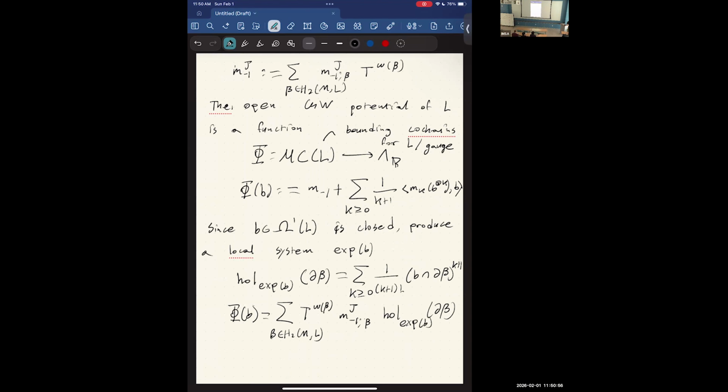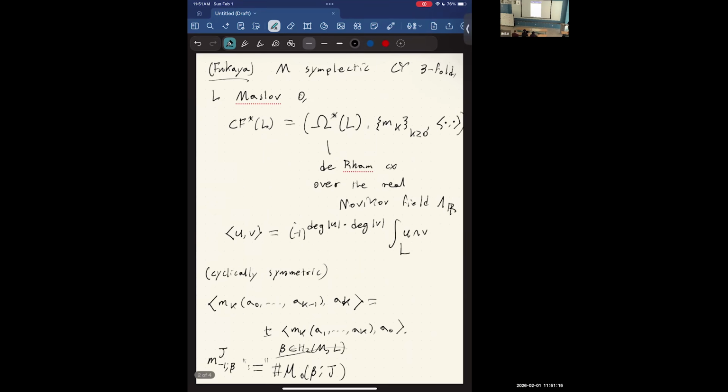Do you mean singular chains on the based loop space? I mean singular chains on L. You really need singular chains. No, I've been using the de Rham complex so far. Right. Representations of this algebra are the same as representations of the quantized algebra, the chain algebra on the based loops.